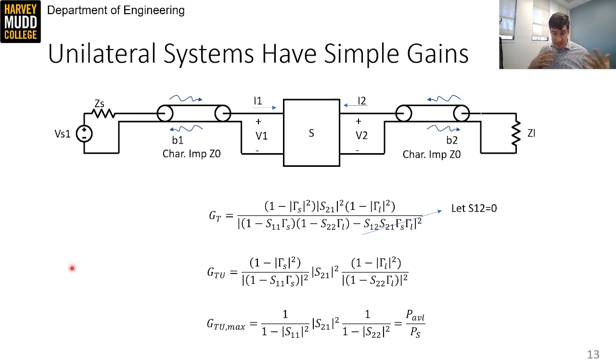Finally, if we assume ZS and ZL are conjugate matched to the line, GTU becomes GTU max, this expression down here. So this gamma S turns into an S11 star, and that turns into the magnitude of S11 squared. Ditto here, some terms cancel. GTU max is a nice upper bound on the performance of S networks. This is about as much gain as you could get out of it. And like before, we can also find this maximum unilateral transducer gain by dividing PAVL by PAVS. If you go back to the previous slide, you'll see it falls out of that same division.